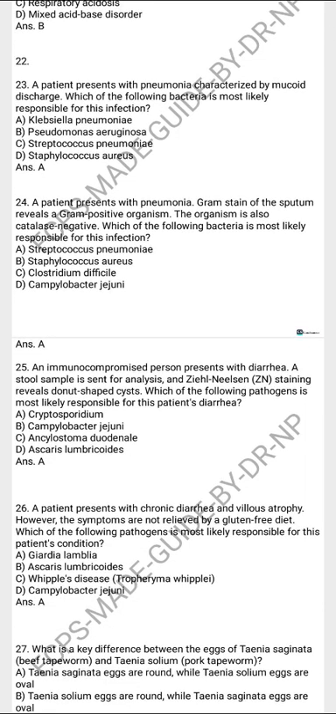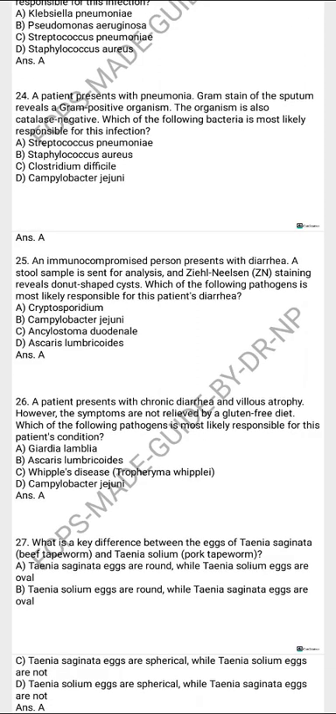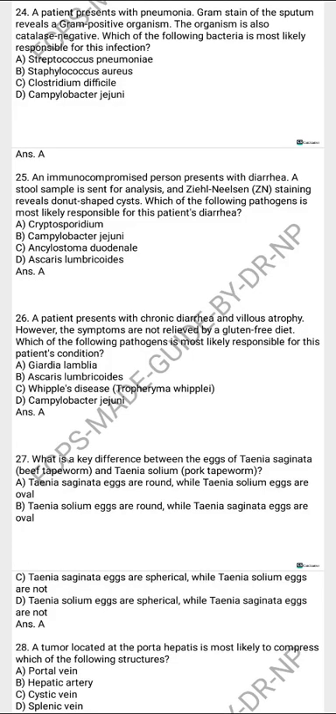An immunocompromised person presents with diarrhea. The stool sample is sent for analysis. Ziehl-Neelsen staining reveals donut-shaped cysts. The donut-shaped cysts are found in Cryptosporidium. The patient presents with chronic diarrhea and villous atrophy. The symptoms are relieved with a gluten-free diet. The pathogen most likely responsible is Giardia lamblia.